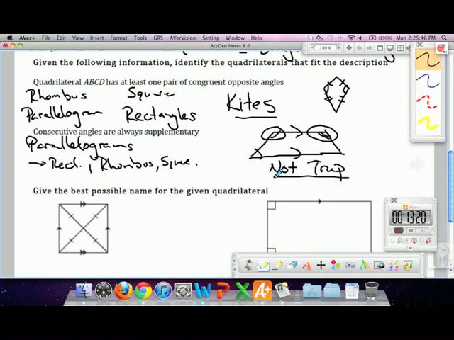And kites, it certainly also is not true, because you don't have parallel sides, so we're not going to do that. So the best we get are all types of parallelograms. They're always supplementary.